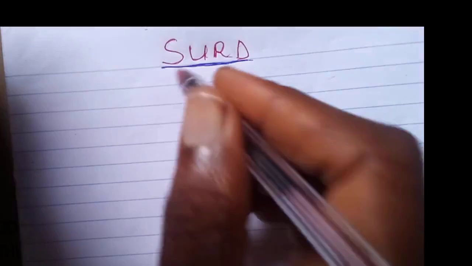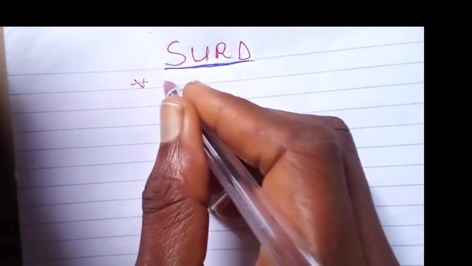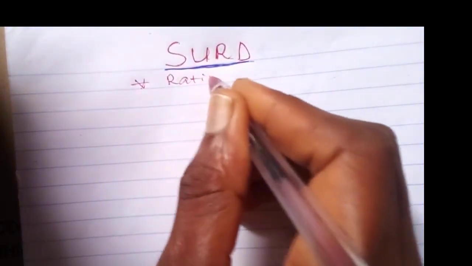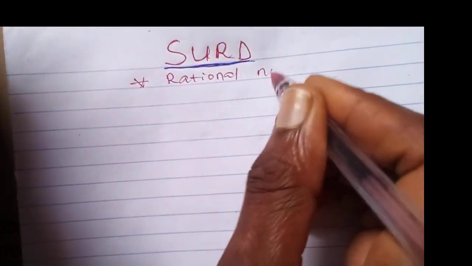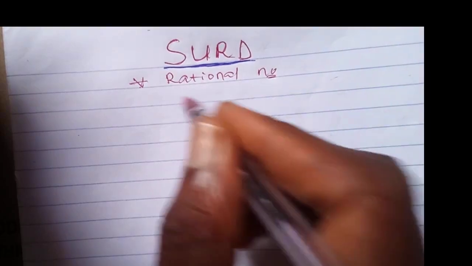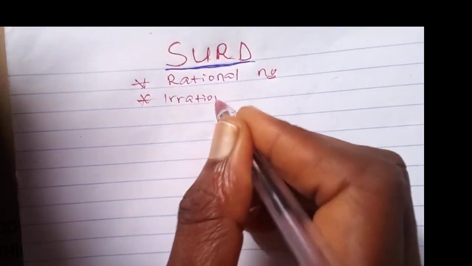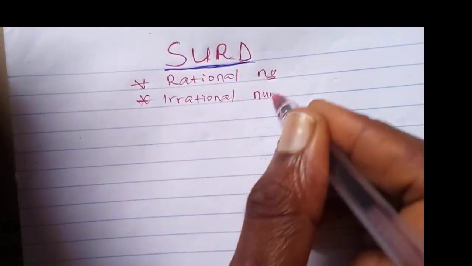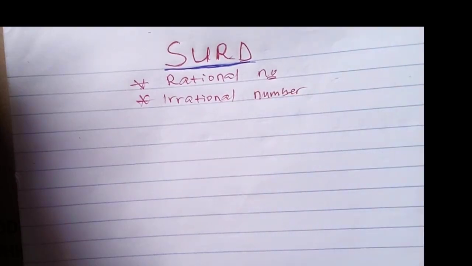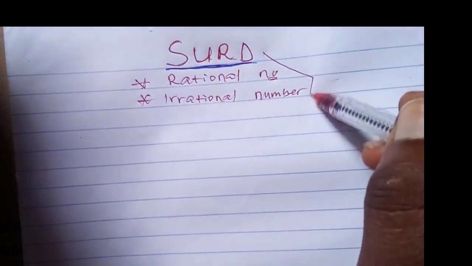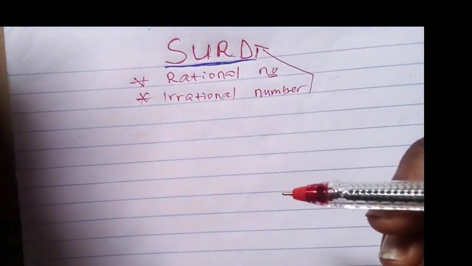Hello everyone. In today's lesson, we're going to look at surds. What are surds? Before we define what surds are, we need to know two concepts. We need to know what rational numbers are, and we also need to know what irrational numbers are. These two concepts will really help us to define and understand what a surd is.